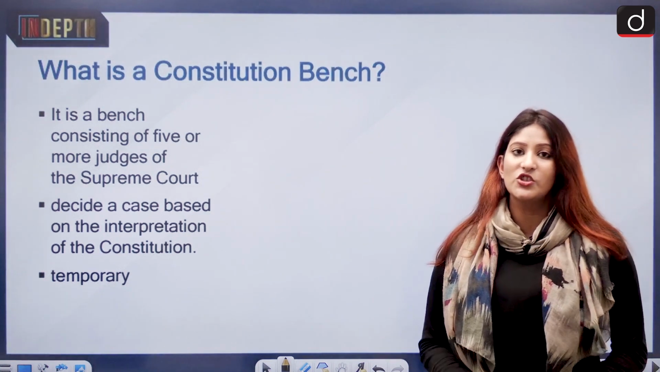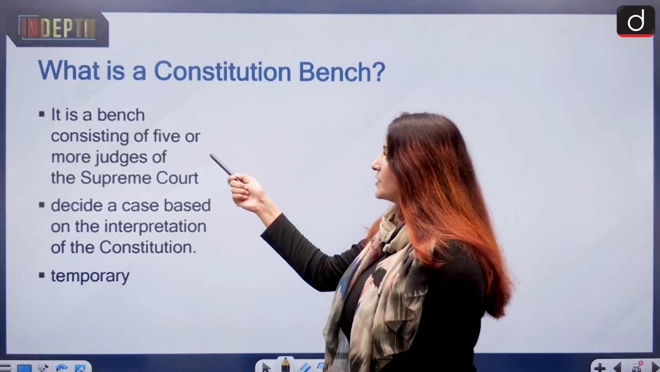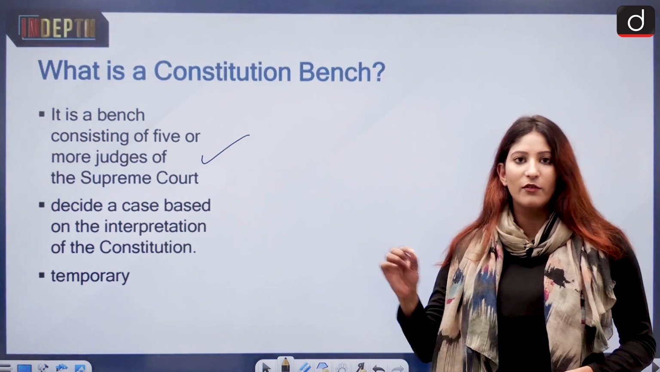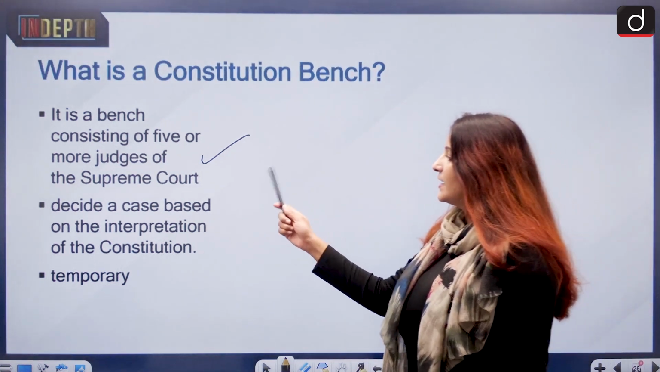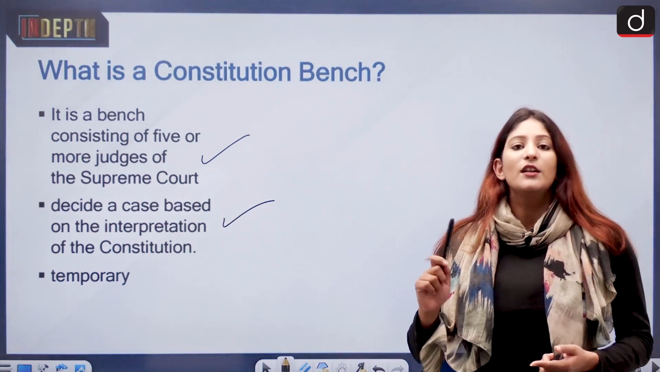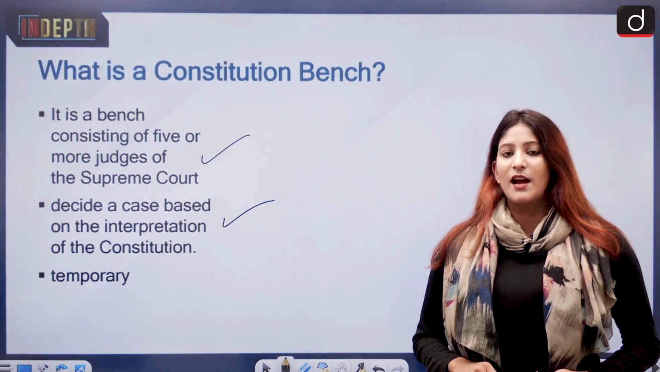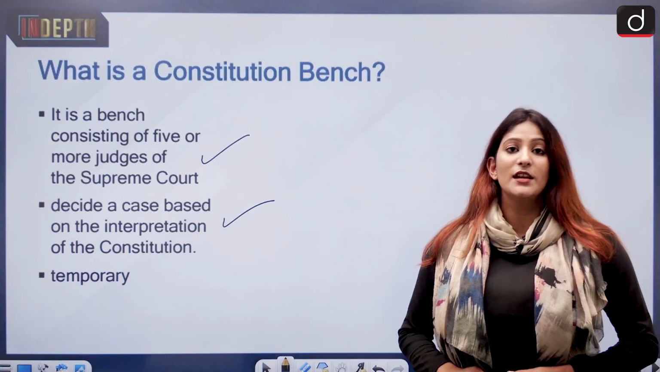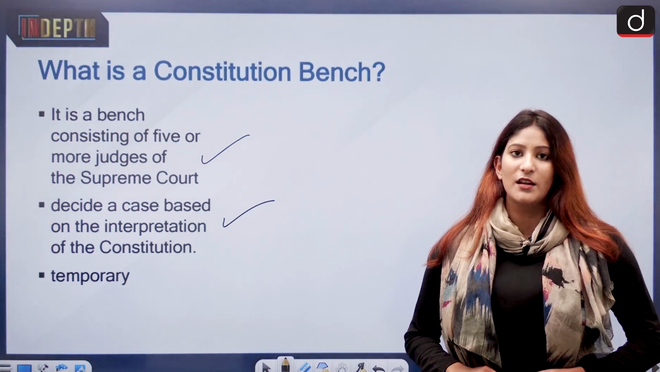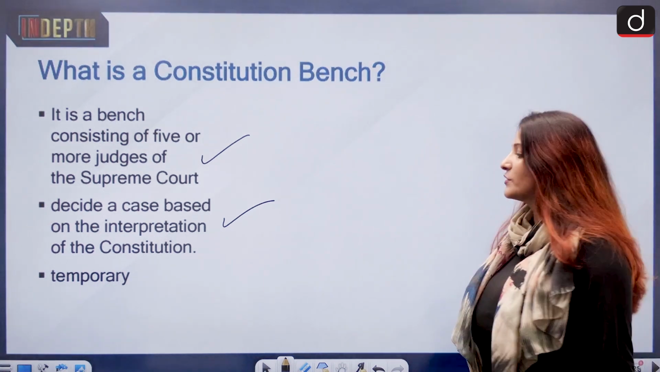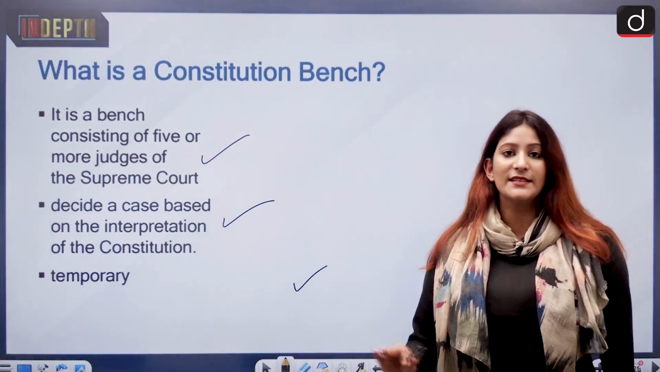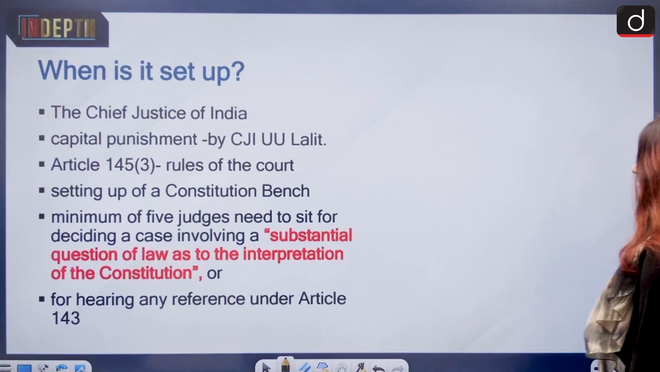What is a constitution bench? A constitution bench is a bench which consists of 5 or more judges of the Supreme Court, and it decides a case which is based on the interpretation of the Constitution. Not the myriad cases, but the interpretation of the Constitution is the main job of the Supreme Court of India, as it is the upholder of the Constitution. These benches are temporary in nature. Once the judgment has been passed, it gets dissolved. So, as you can see, it is ad hoc.